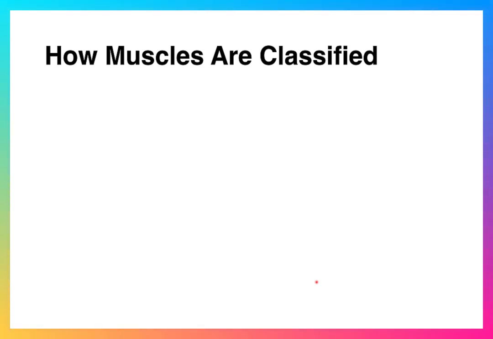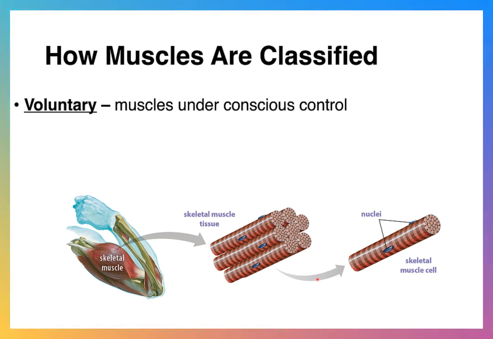For the second part of this class this week, I'm going to talk about muscles. And we're going to start out by talking about how muscles are classified. And there's essentially three classes of muscles. The first is the voluntary muscle.